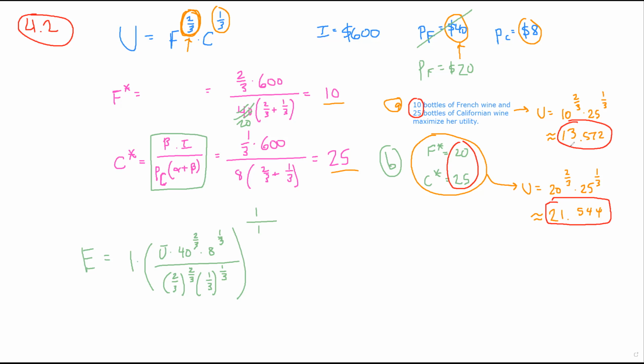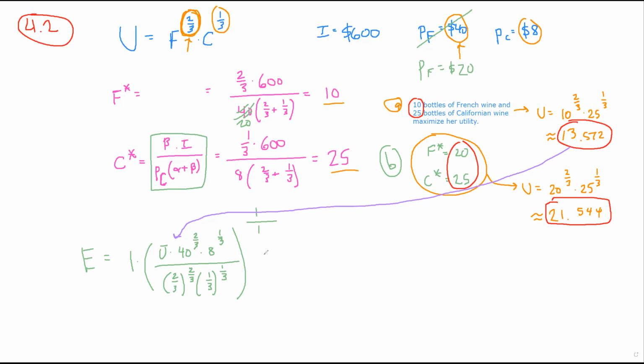So here's what we're going to do. We're going to take this 13.572. This will be our U bar here. Let's figure out what the level of expenditure will be, although we won't be too surprised when the answer comes out to be 600. You'll see why in a second. 13.572 times 40 to the 2/3 times 8 to the 1/3 divided by 2/3 to the 2/3, and divided by 1/3 to the 1/3. This is going to be a little annoying to type in.